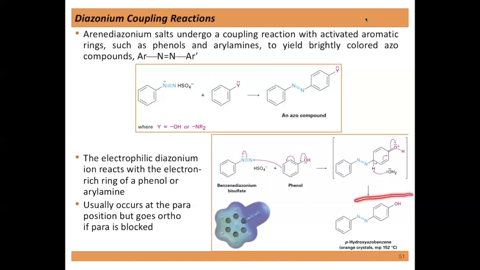And overall, you end up with these diazonium compounds. They're extensively conjugated, so they tend to have colors. So this one right here tends to be orange in color. And so these are also known as diazonium dyes or azo dyes.